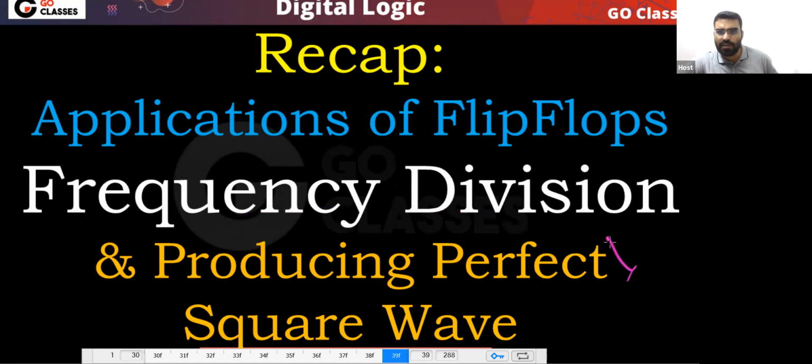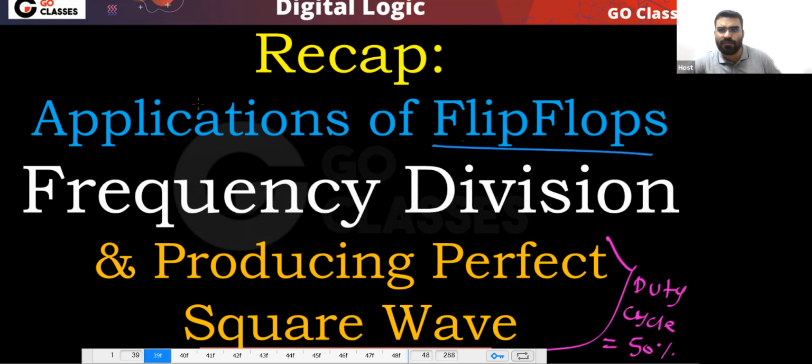So what is a perfect square wave? A perfect square wave means the duty cycle is equal to 50%. This is the benefit, and this is the application of flip-flop.